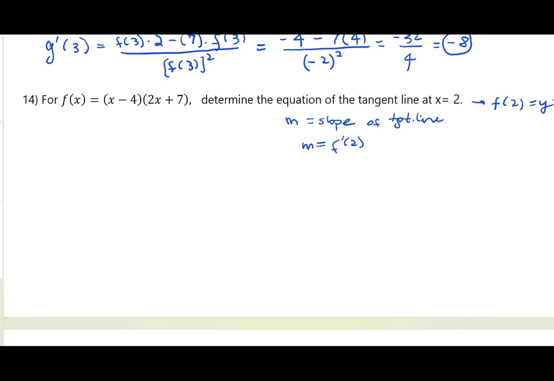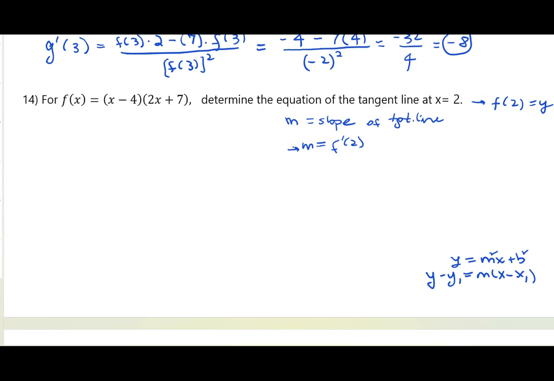And from there, we can use the equation from algebra, y minus y sub 1 equals m times x minus x sub 1, to get the equation of the tangent line. And I know some of you also like to use this one instead. If you know m, if you can figure out b, that's another way to get the equation of the tangent line. Either one would work. So let's begin by finding the slope. That's f prime of 2.